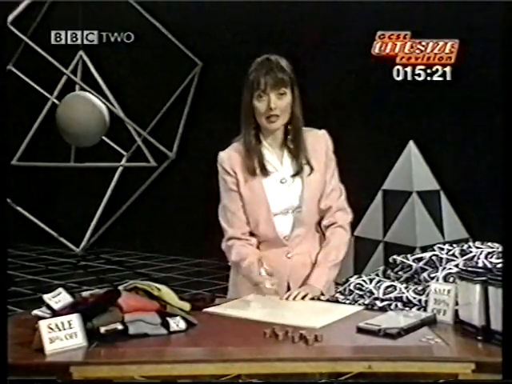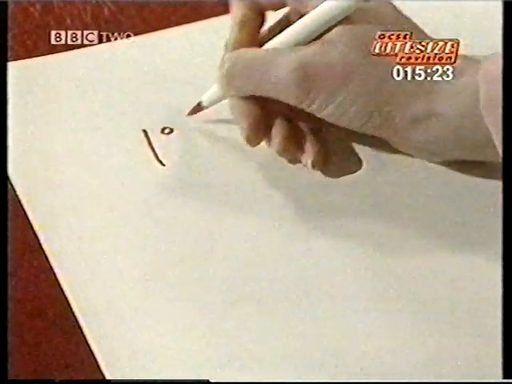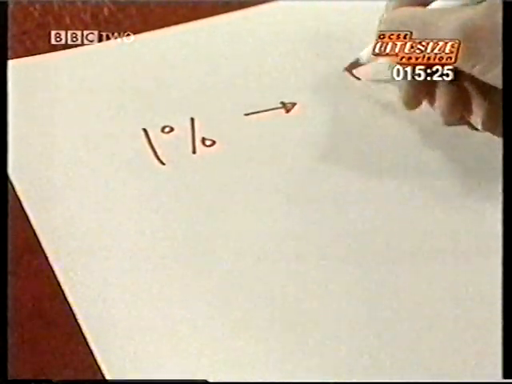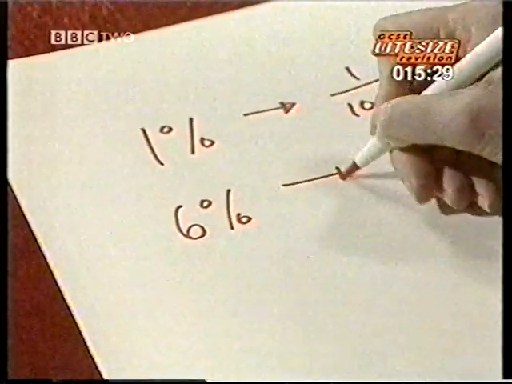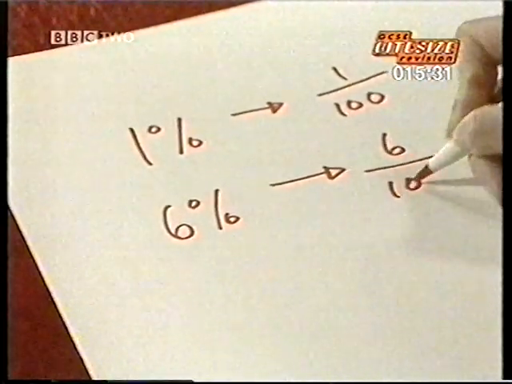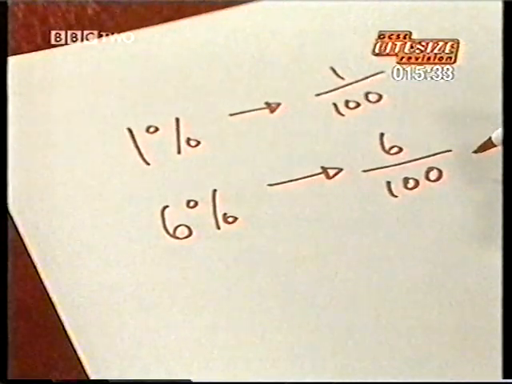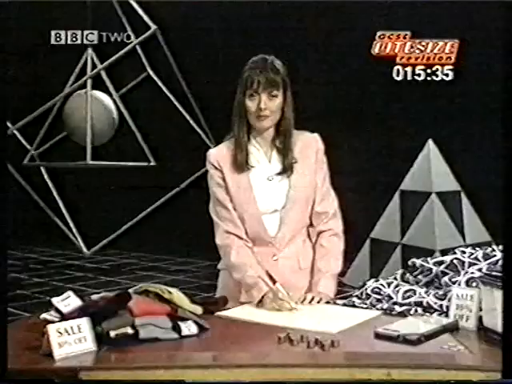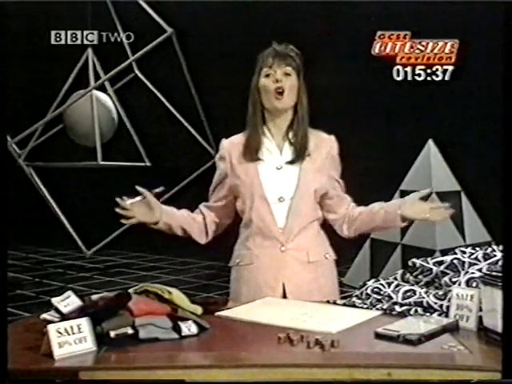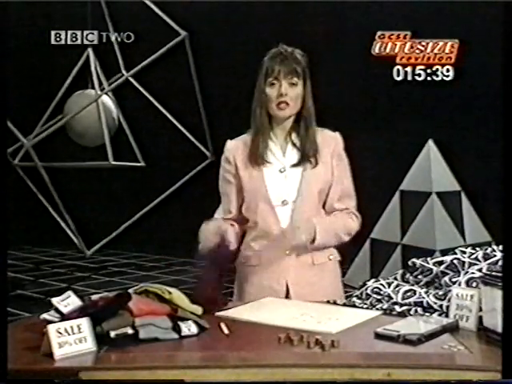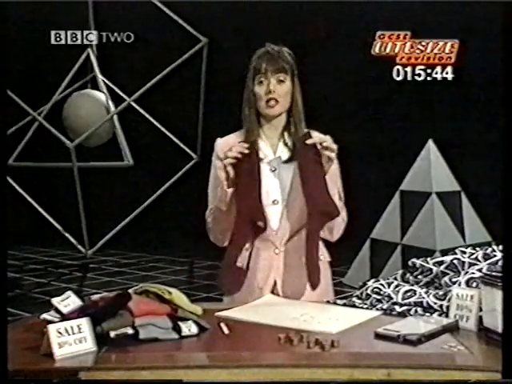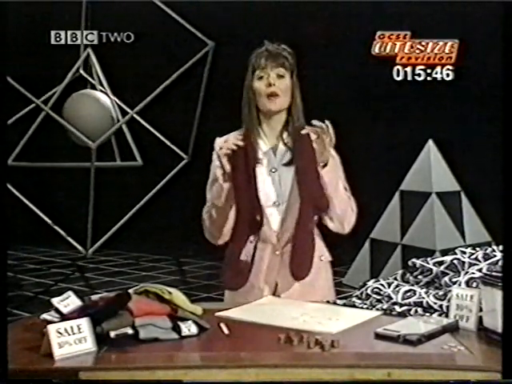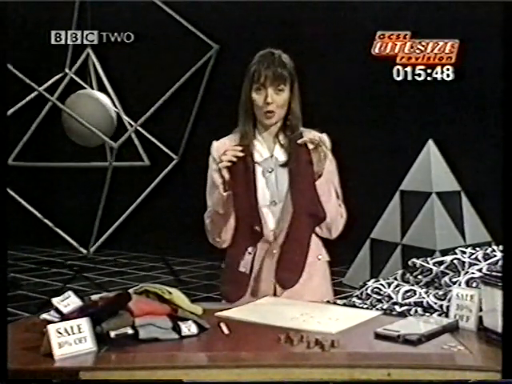Percent means parts in 100. 1% means 1 part in 100. 6% means 6 parts out of 100, and so on. So a percentage is a fraction of 100. 100% of anything is the whole lot. So if one sock is 100% pure wool, a pair of the same socks is also 100% pure wool, even though I now have twice the amount of wool.